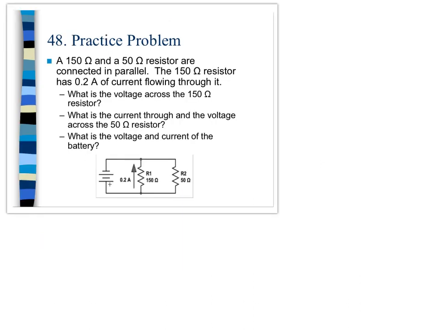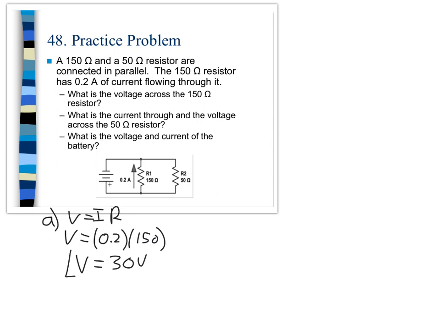All right, so one last practice problem here. Again, this one's a little bit different than the basic one we did on the last slide. We have a 150 ohm and a 50 ohm resistor connected in parallel. We know that there's 0.2 amps of current flowing through the 150 ohm resistor, and we want to do some analysis with this. The first question is, what is the voltage across it? Of course we're going right to Ohm's law here. The current is 0.2 amps, the resistance is 150 ohms, and so the voltage across this resistor is going to be 30 volts.